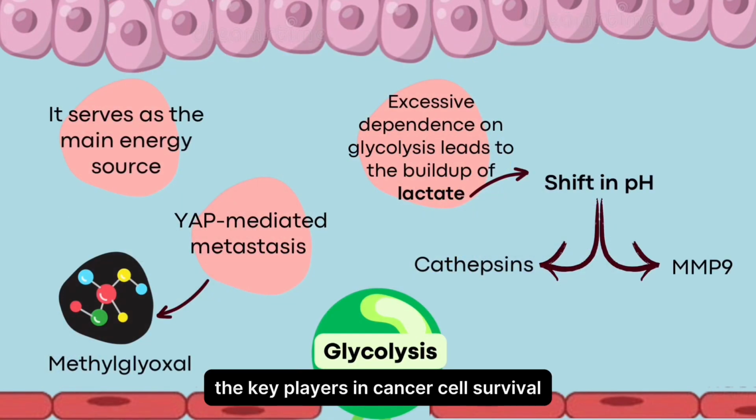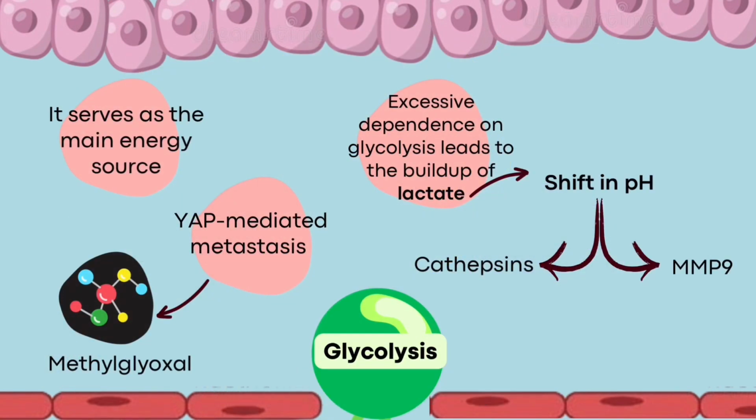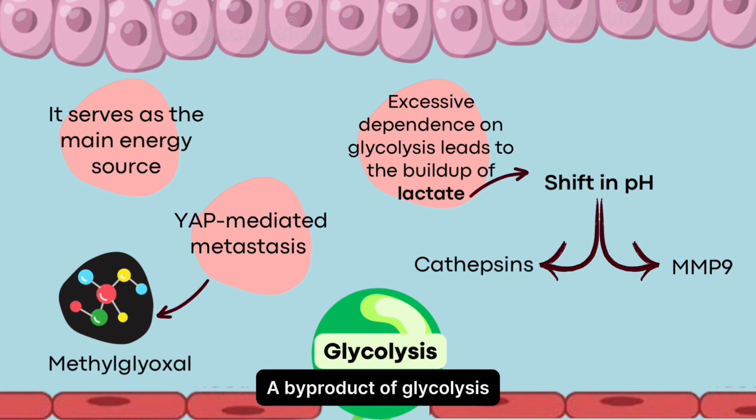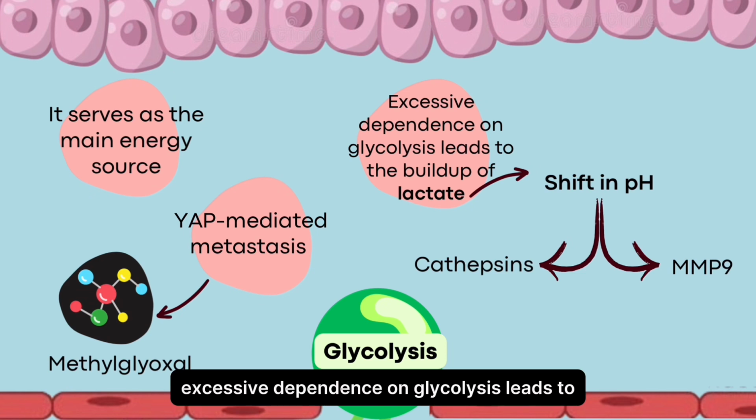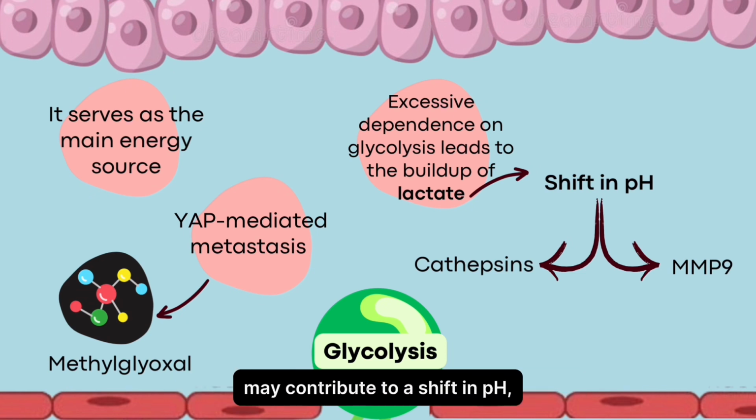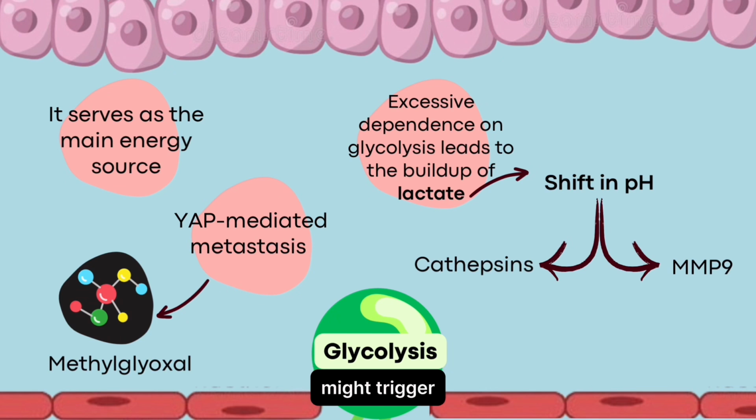Glycolysis. One of the key players in cancer cell survival is glucose metabolism. It serves as the main energy source. A byproduct of glycolysis, methylglyoxal, may be able to trigger spread through YAP-mediated metastasis. In addition, excessive dependence on glycolysis leads to the buildup of lactate. The generation of lactate may contribute to a shift in pH, which in turn might trigger the activation of cathepsins and MMP9. These enzymes are responsible for breaking down the extracellular matrix, ECM, and facilitating invasion.